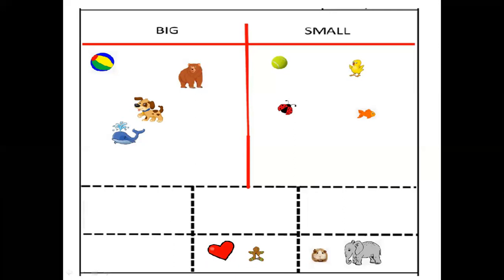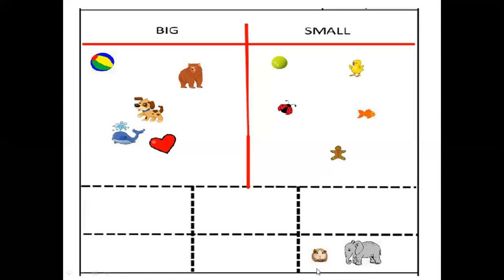This one or this one? The heart is big. So pick the heart and put it in the big column. Okay. Now come to the next one. Pick it and put it in the small column. Okay, now come to the last one.